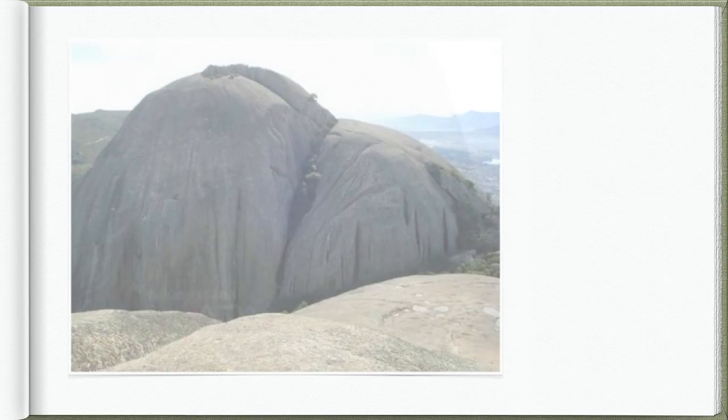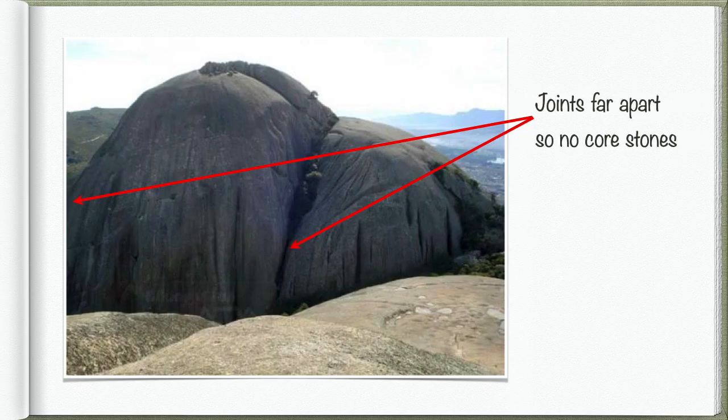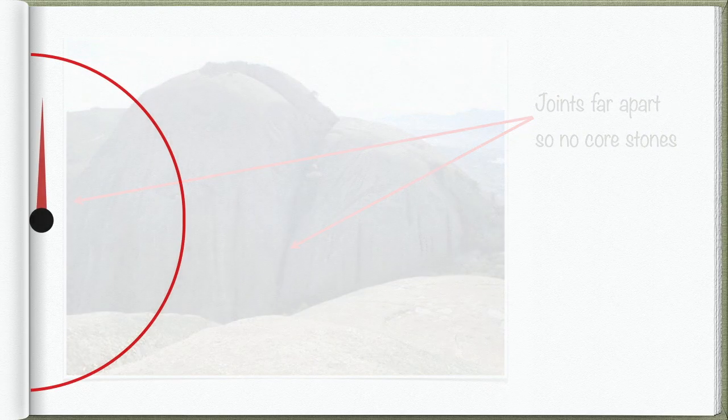But now when we look at an example of the Paarl Rock, we see that this did not happen in the case of the Paarl Rock. And the reason why that is so is because can you see the joints are very far apart. So chemical weathering could not have broken down the rock.